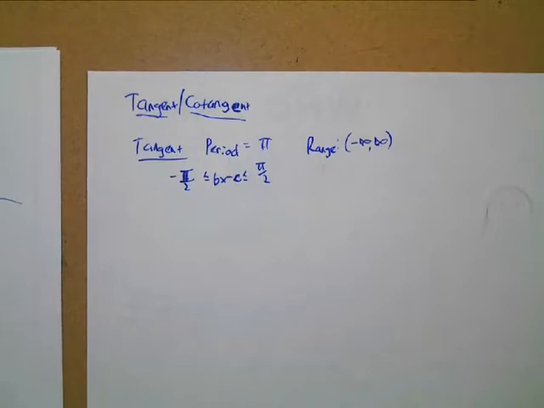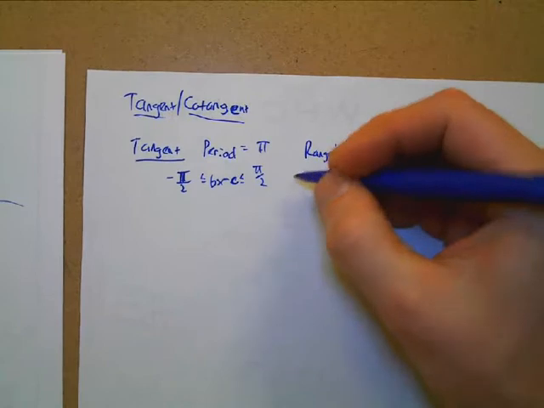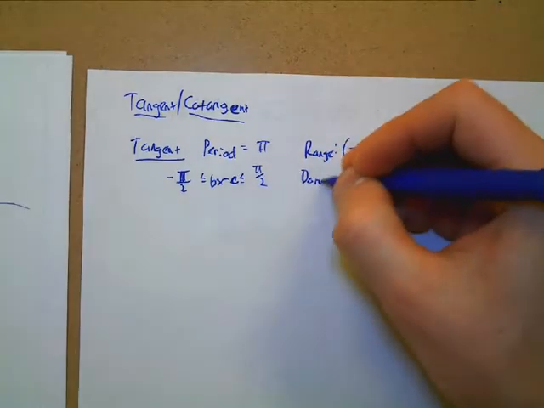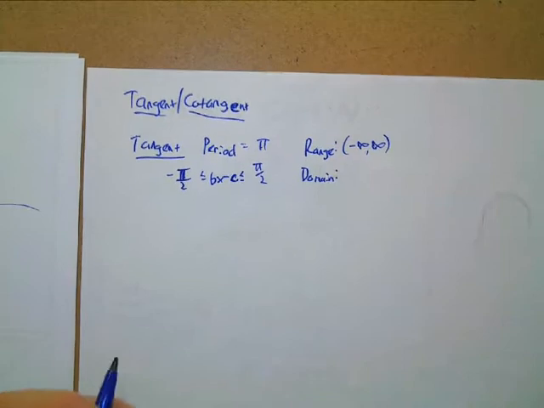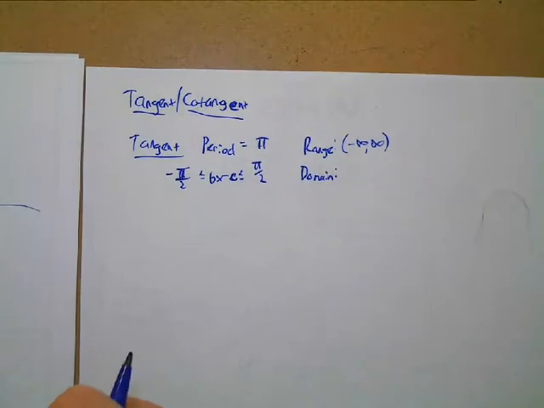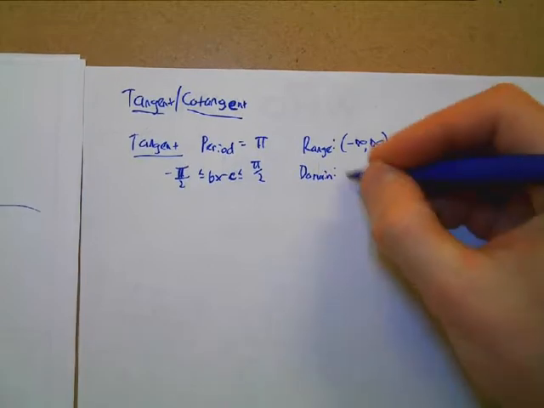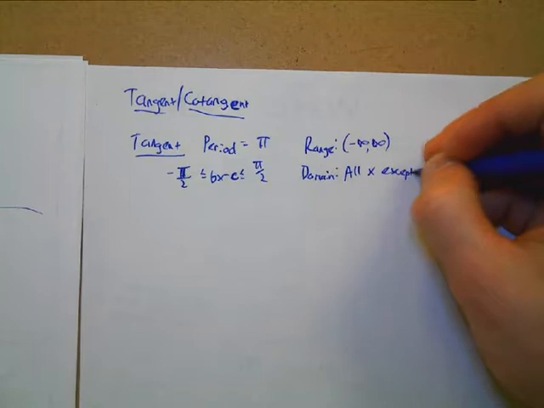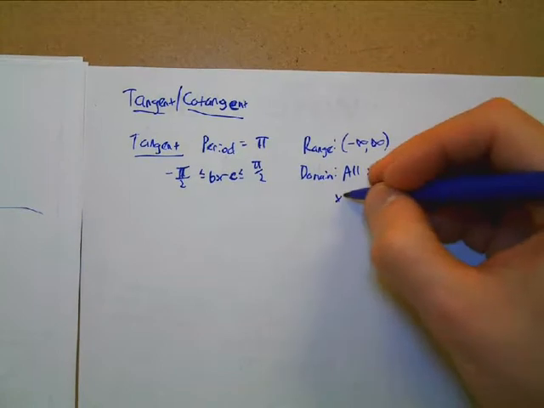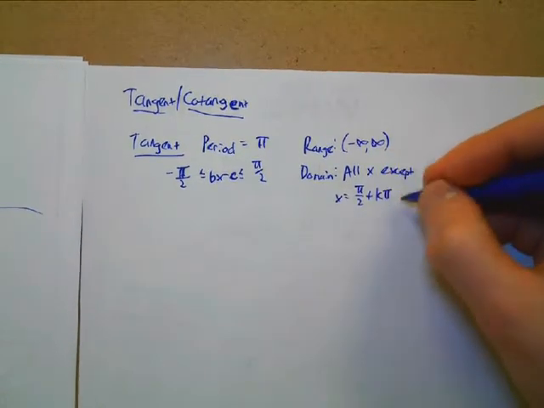So we'll say for the domain here, all x except x equals pi over 2 plus k pi. K is an element of the integers. Okay. So it's got the same domain as secant, which makes sense because both secant and tangent have cosine in the denominator, right? It's the cosine that is in the denominator for both of those.